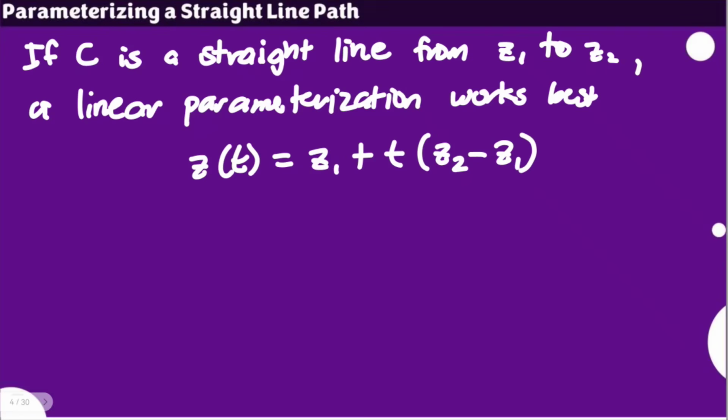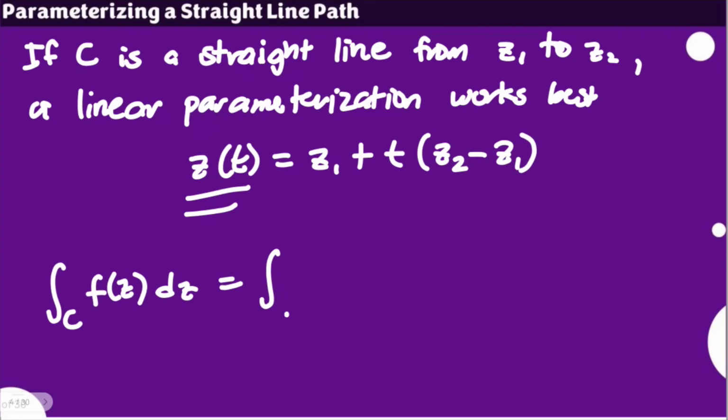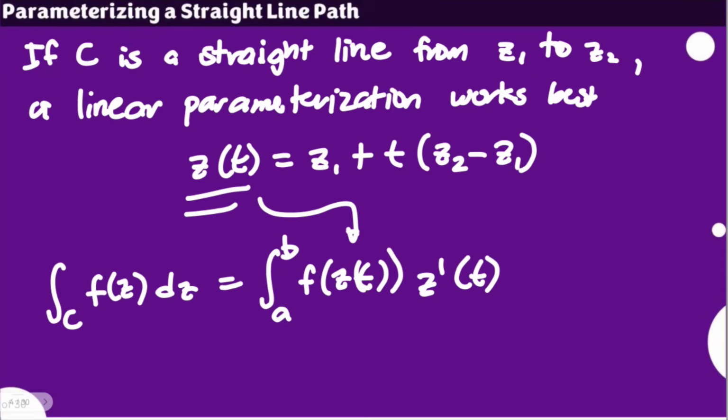Take note, this is what we need because to solve for the integral of your complex function f of z along your path C, you will have the integral from a to b of your f of z of t, multiplying it with the first derivative of your z of t with respect to t. So that's what you're going to use for your solution later on for the complex integral.